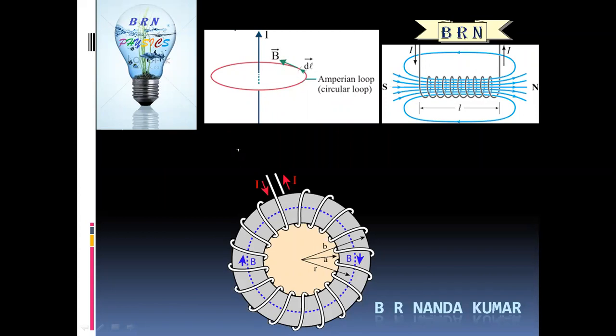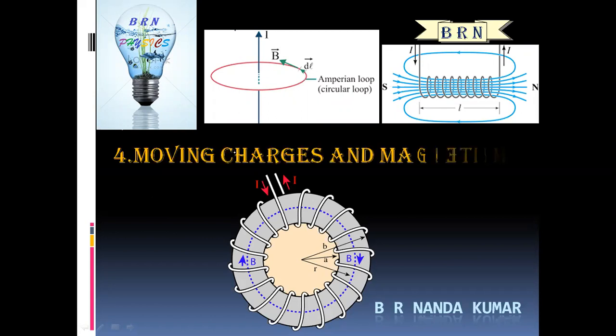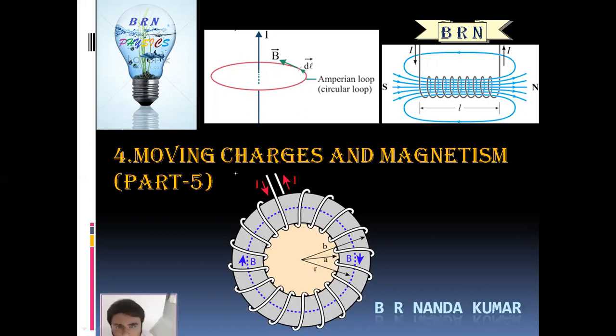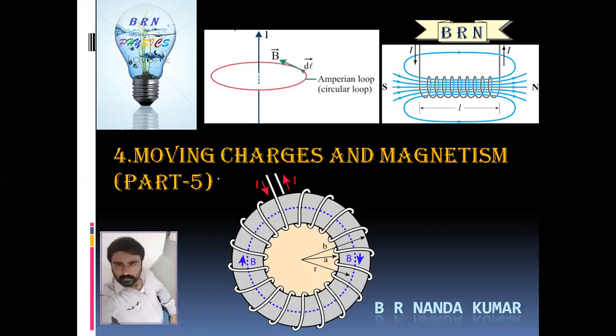In the previous class, we studied Biot-Savart's law and its applications. That is the derivation of the expression for the magnetic field at the center of a current loop, B = μ₀Ni / 2R, and the derivation of the expression for the magnetic field at a point on the axis of a current loop, B = (μ₀/4π) · 2πNir² / (r² + x²)^(3/2). So this is Moving Charges and Magnetism, part 5.